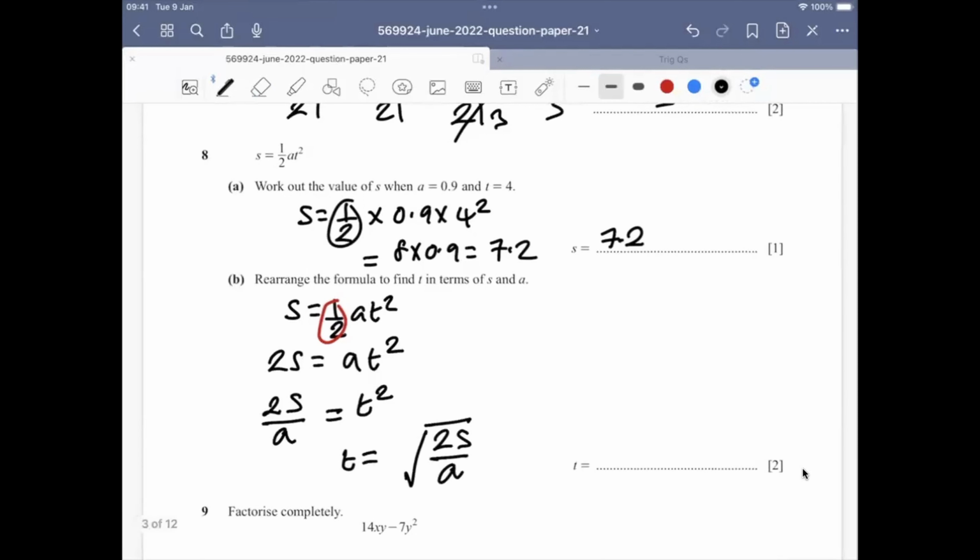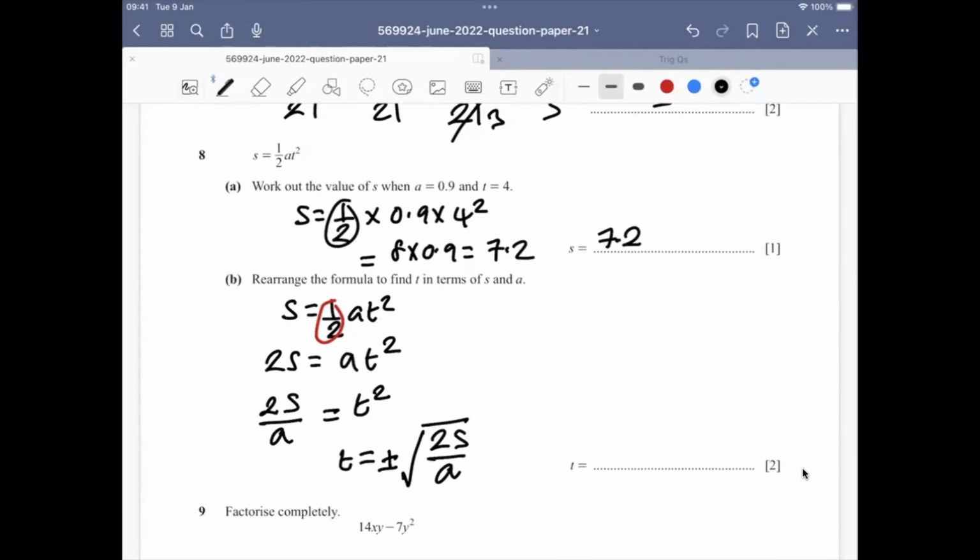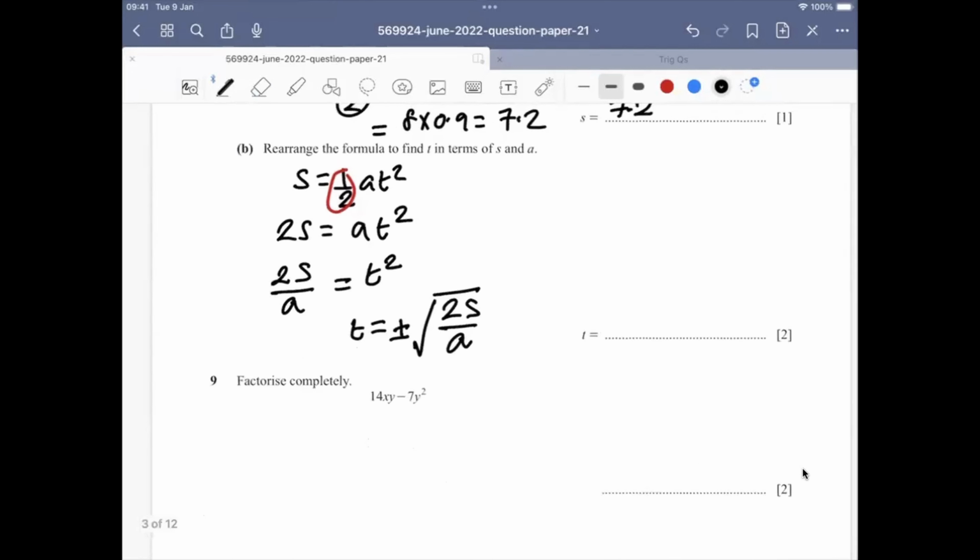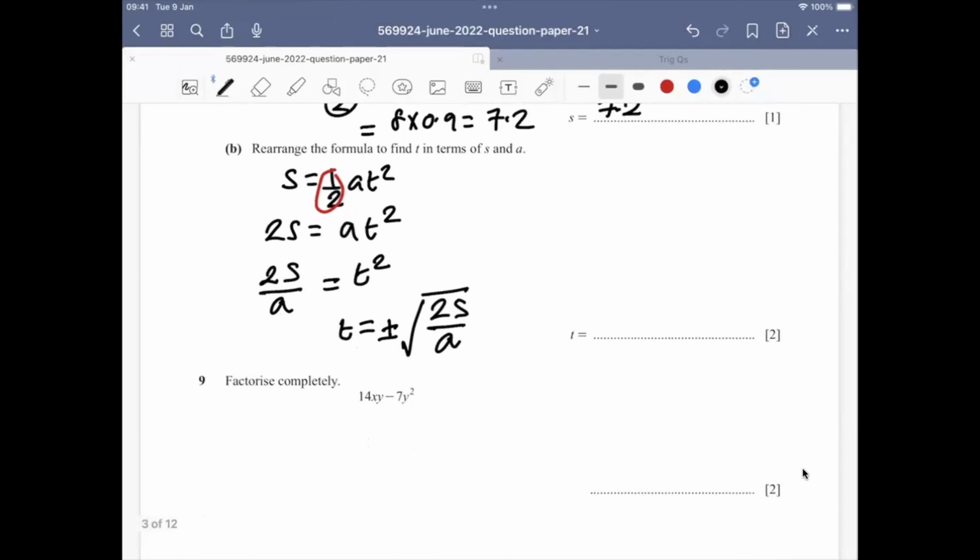And whenever we square root something, our answer can either be positive or negative, because when we square a negative number, we get a positive number. So our answer is, strictly speaking, plus or minus square root of 2S over A. Perfect.